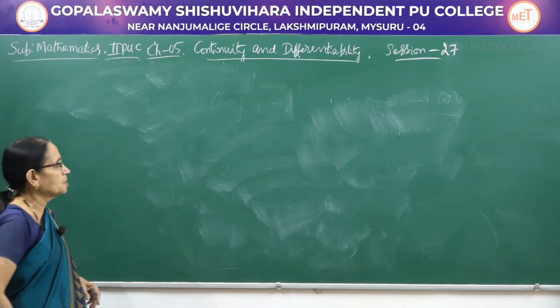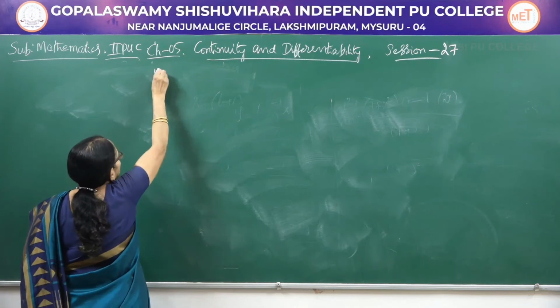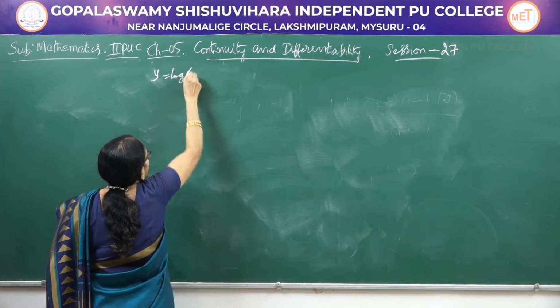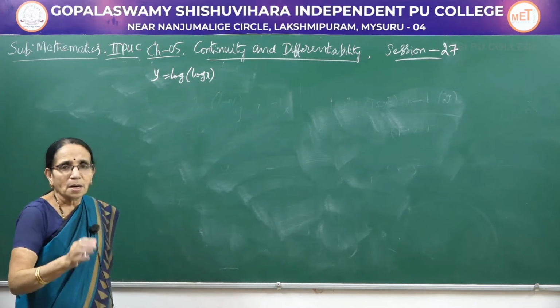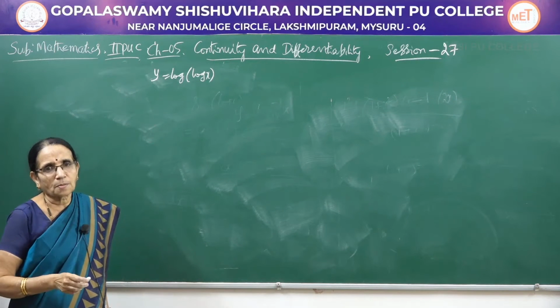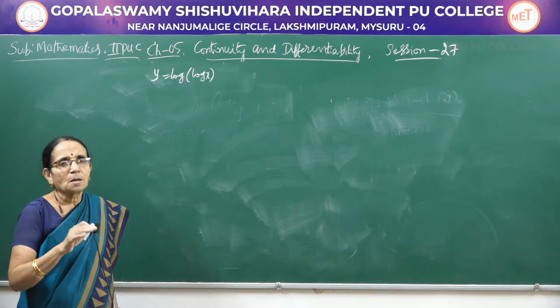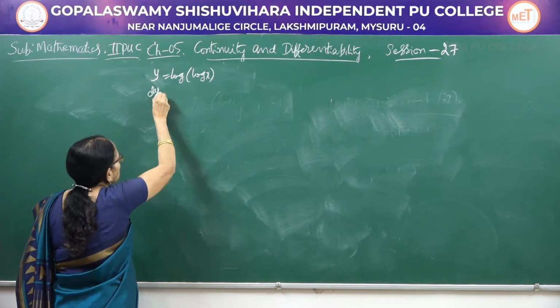Now, another problem. Here I am considering again a composite function, y is equal to log of log x. You have to be careful here. It is a composite function. Both of them are logarithmic functions. So the same rule is applicable. Log x becomes 1 by x. Okay. So let me differentiate once.